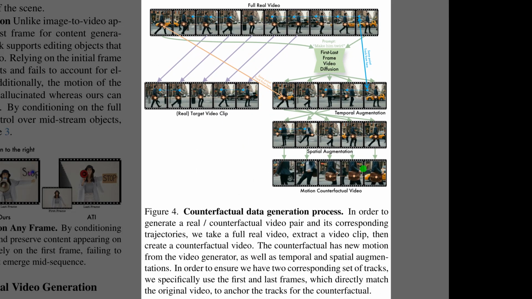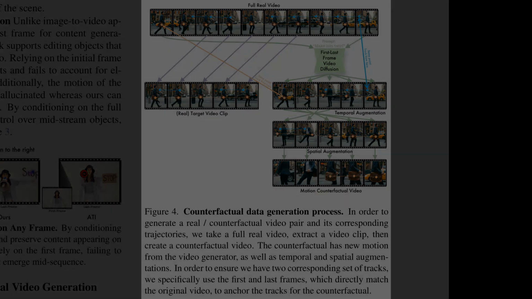While Figure 4 explains how the training pairs for motion editing are created. The full reel video at the top is first clipped into a shorter reel target video, which preserves natural appearance and motion. A video diffusion model then generates a motion counterfactual version, with prompts like make him twirl plus temporal and spatial augmentations. Crucially, shared points in the first and last frames anchor tracking, so trajectories align across both videos.